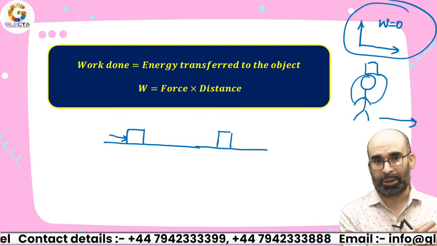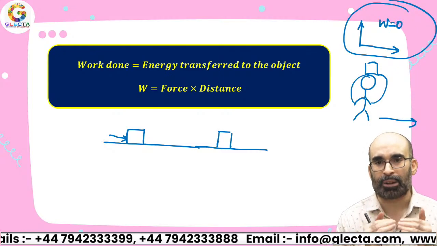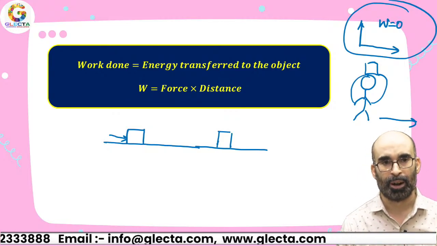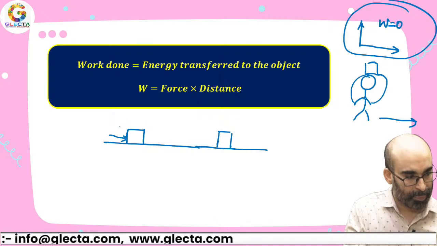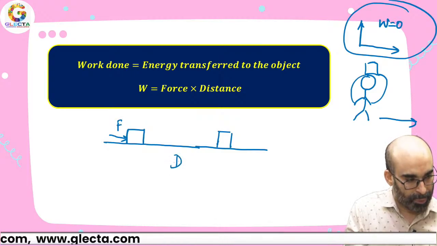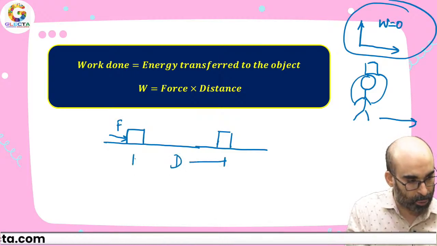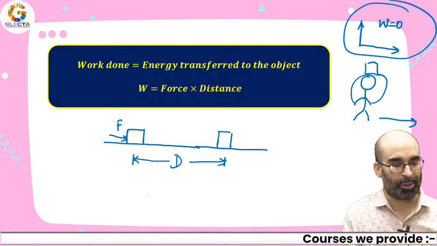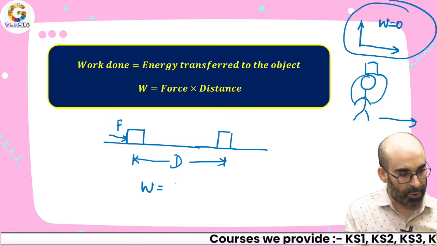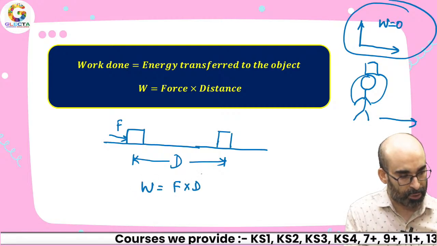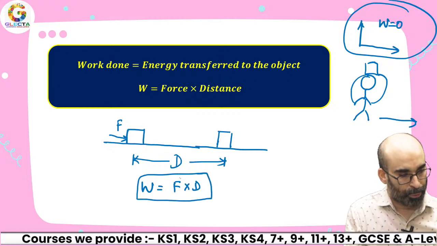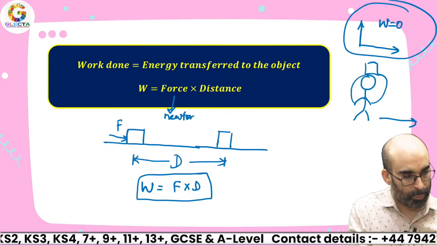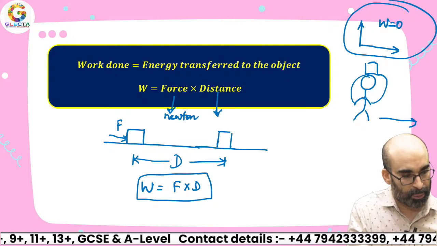So this is important here, that you need to calculate the distance moved in the direction of applied force, right? So it is calculated as the product of force and distance. Work equals force times distance. Force is measured in Newton, and this distance is measured in meters.